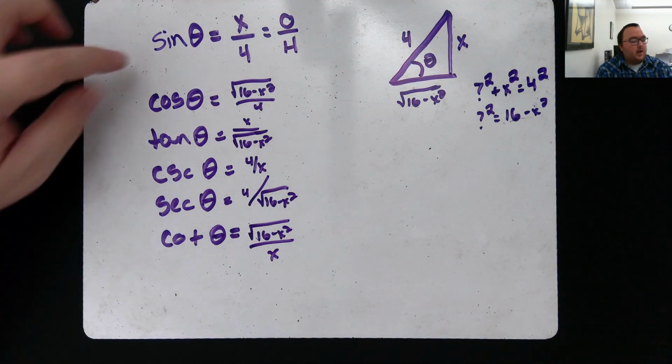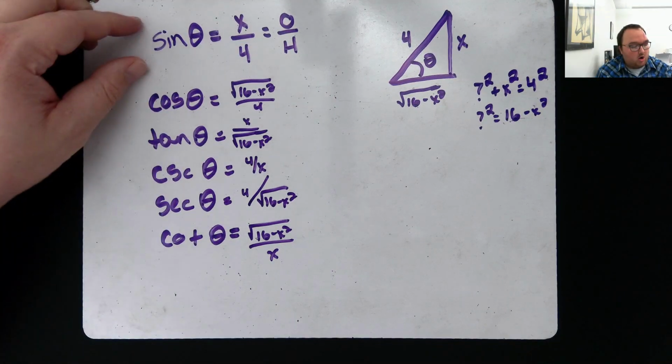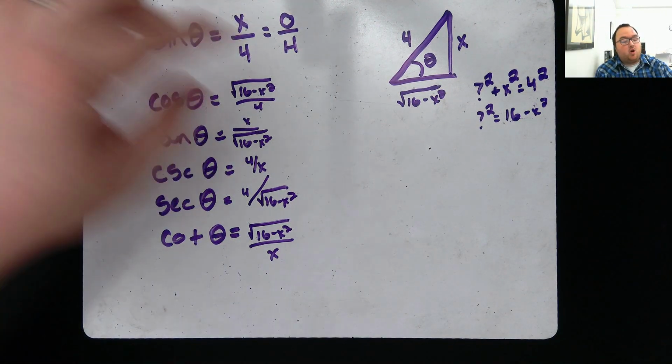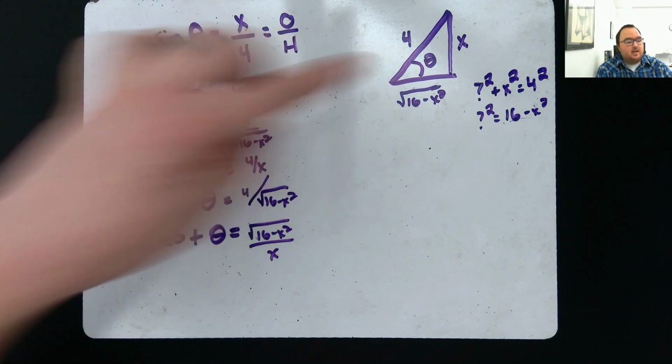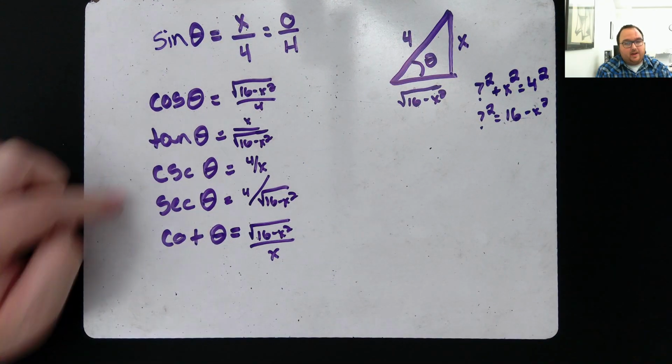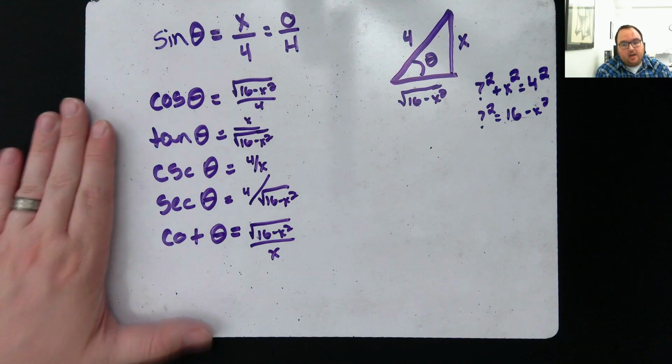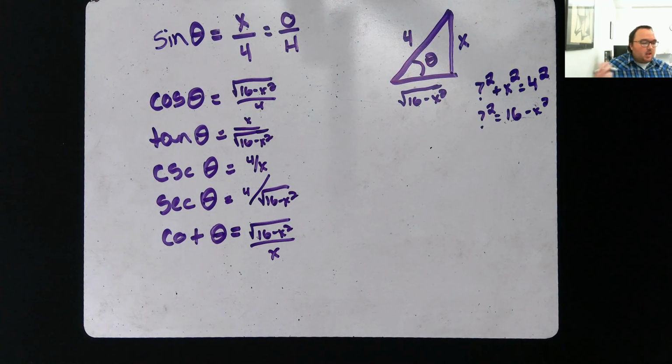So again, if I know what one of them is, I can use it to find all of my side lengths and therefore find everything else. This is a skill we are going to need for this class. Okay, so now I can get into the trigonometric substitution.